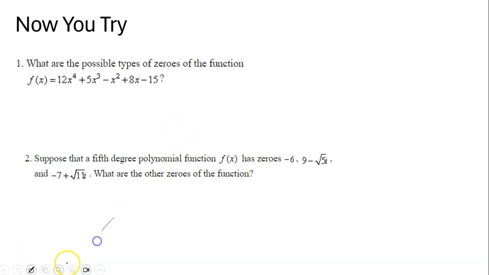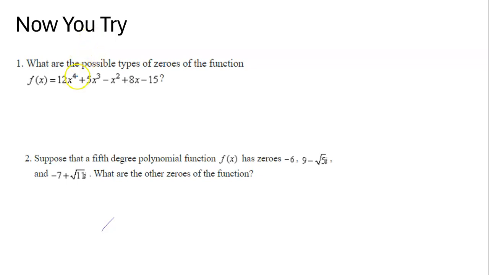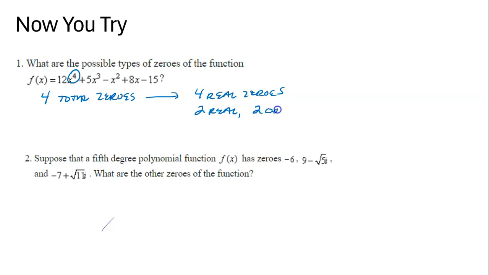Delightful. And there's just more like that, honestly. Let's change colors. Okay. Now you try. What are the possible types of zeros? So this is going to have 4 total zeros. It's either going to have 4 real zeros, 2 real and 2 complex, or it's going to have 4 complex zeros.